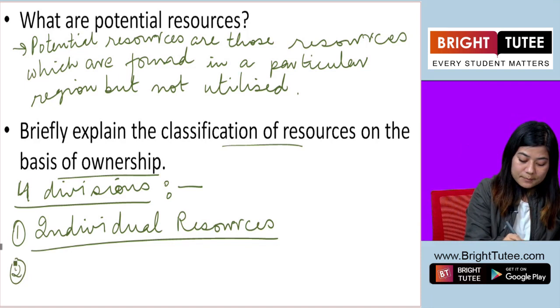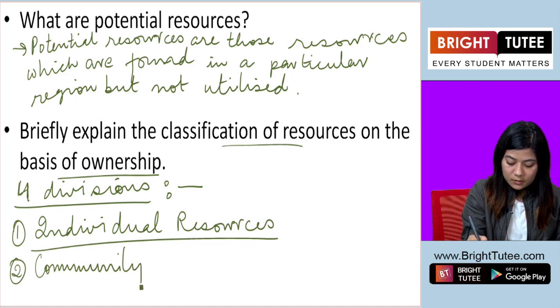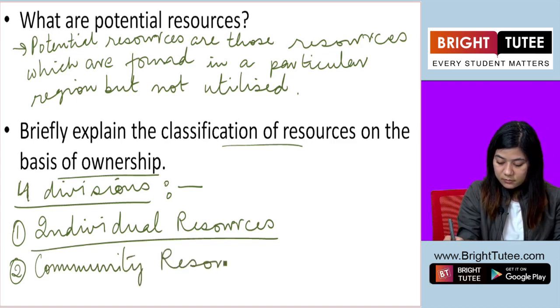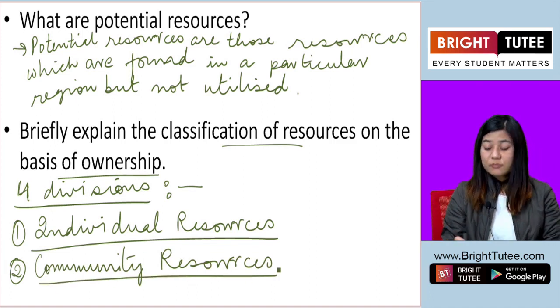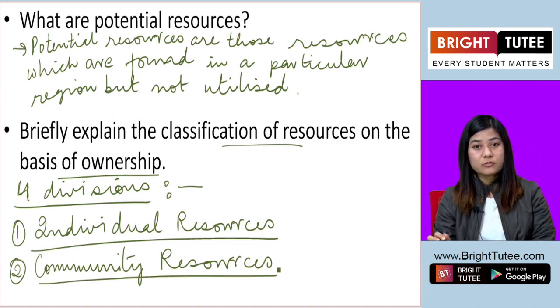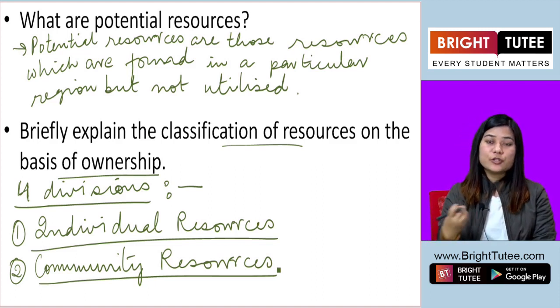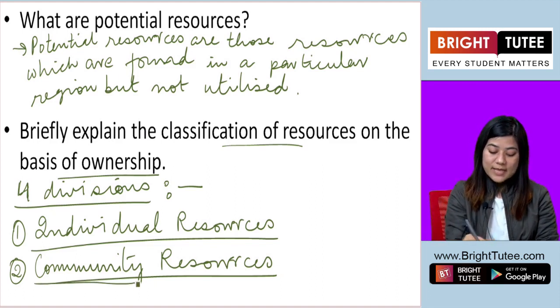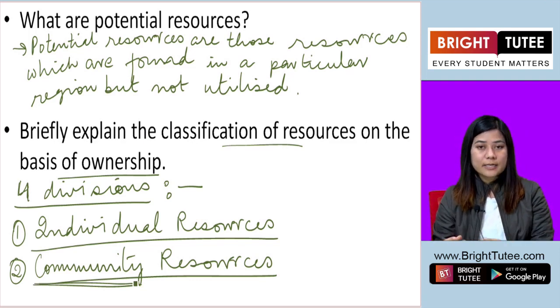Okay, number two is community resources. Now, community resources are those resources which belong to the community and they are used for the benefit of that community itself. So, for example, playground, a burial ground, marketplaces, etc.